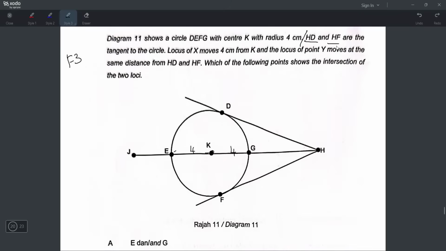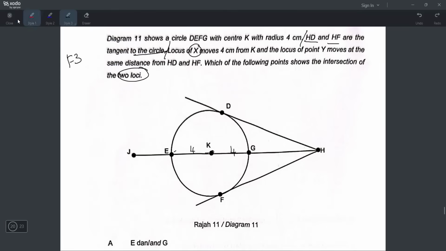Okay, HD and HF are the tangents to the circle. HD and HF are tangents, so it means these two lines touch the circle at one point only. And then locus X moves 4 cm from K, and locus Y moves the same distance from HD and HF. Which of the following points shows the intersection of the two loci? Okay, class, what you have to do now is draw the locus X and locus Y. Because if you don't draw, you don't know where the intersection is, right?